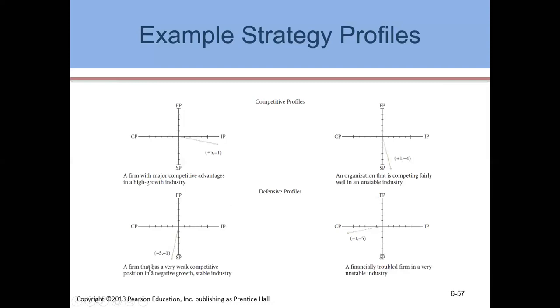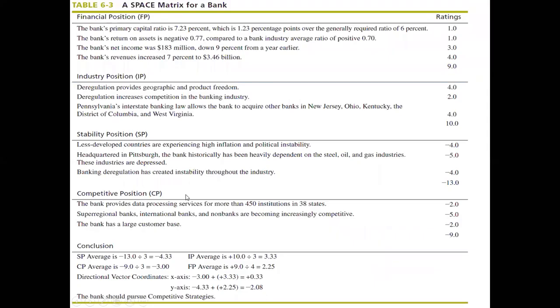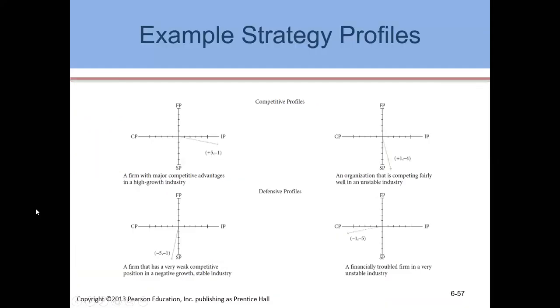Let's look at some more examples and then we'll be solving the whole numerical. For example, in this case, +5 and -1, a firm with major comparative advantages in a high growth industry. The comparative profile for this firm is +1, -4, which means an organization that is competing fairly well in an unstable industry.